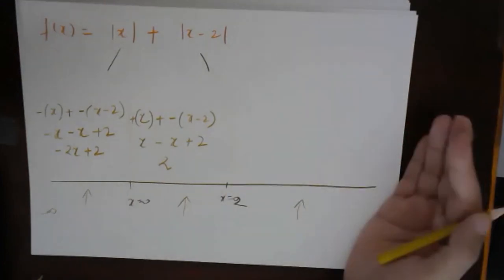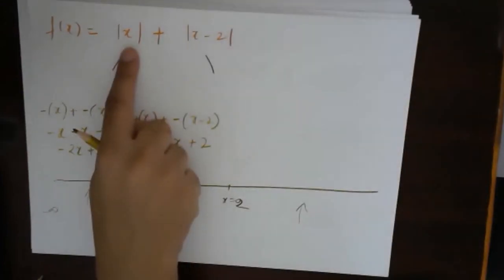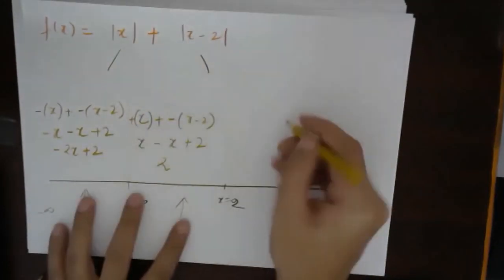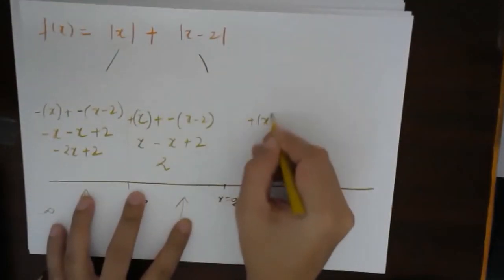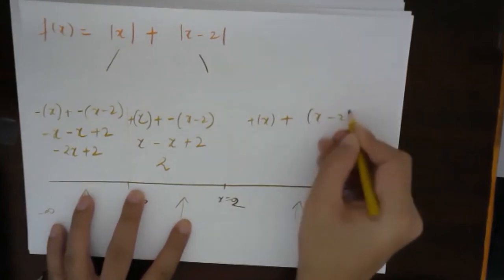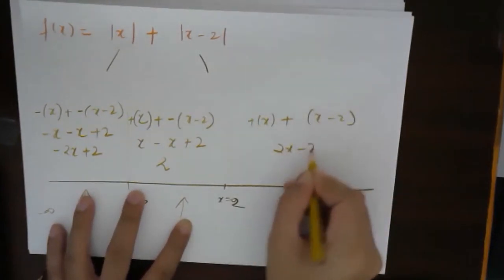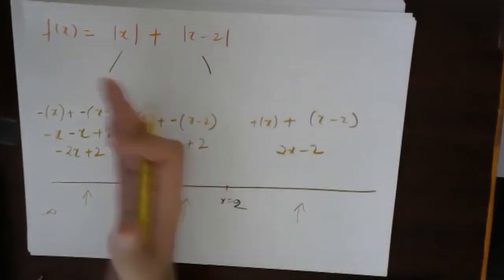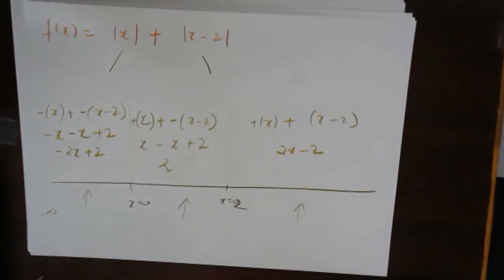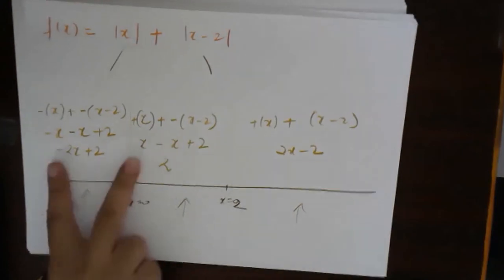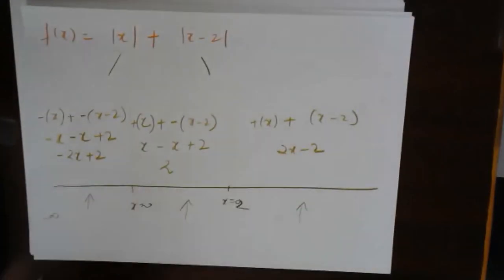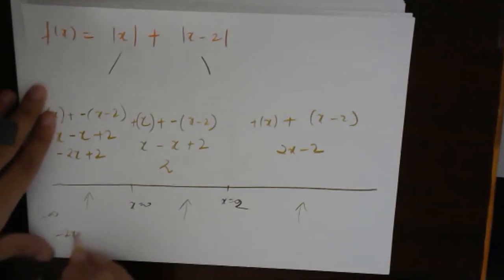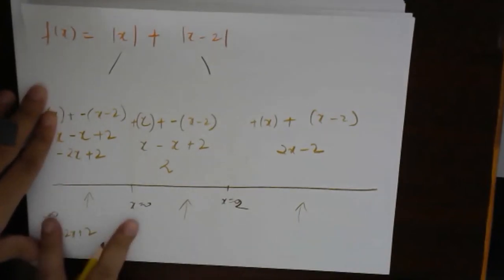Now after 2, this is positive. So how will the mod open? This will be plus of x plus of x minus 2, so this will be 2x minus 2. So in 3 different boundaries, in 3 different brackets, we have 3 different functions. So the function converts to minus 2x plus 2 between minus infinity to 0.